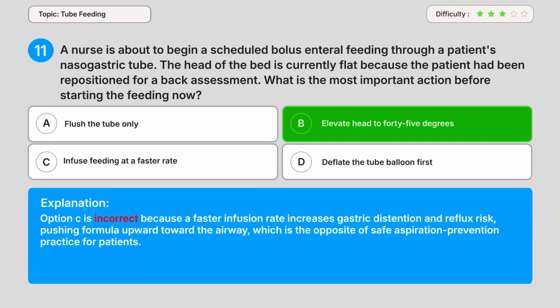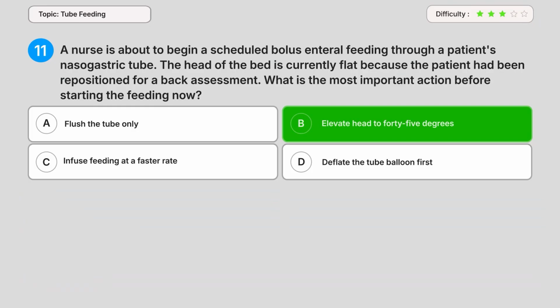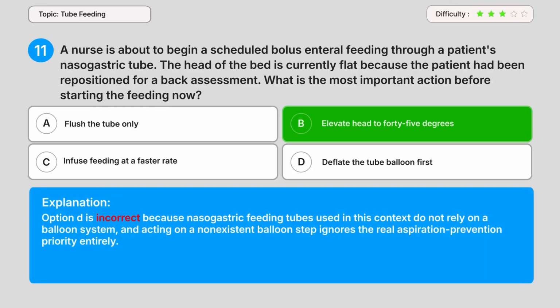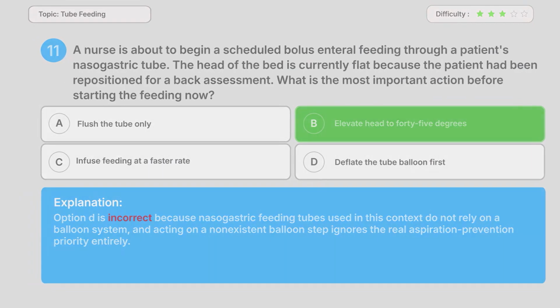Option C is incorrect because a faster infusion rate increases gastric distension and reflux risk, pushing formula upward toward the airway, which is the opposite of safe aspiration prevention practice for patients. Option D is incorrect, because nasogastric feeding tubes used in this context do not rely on a balloon system, and acting on a non-existent balloon step ignores the real aspiration prevention priority entirely.